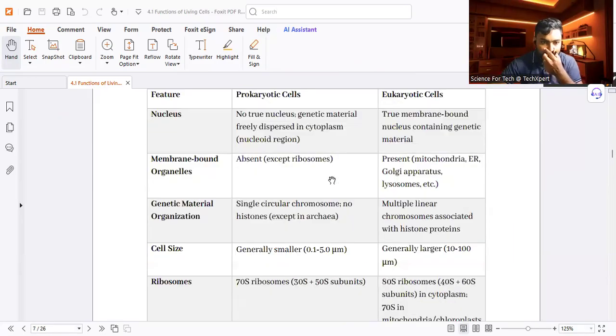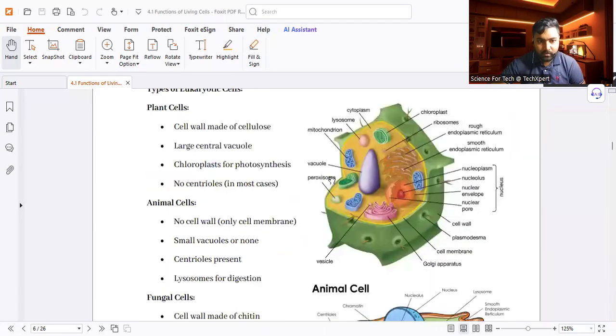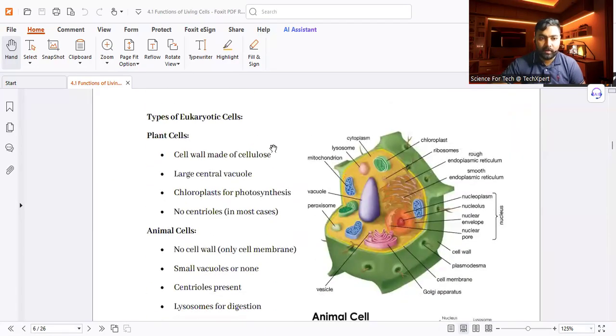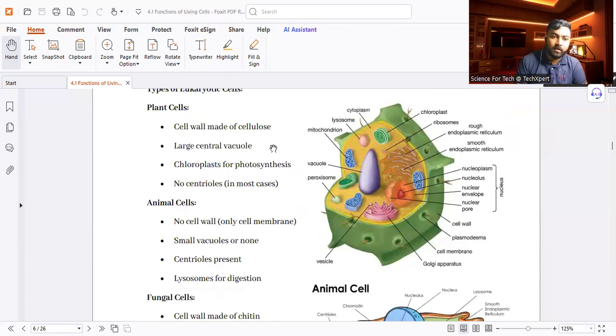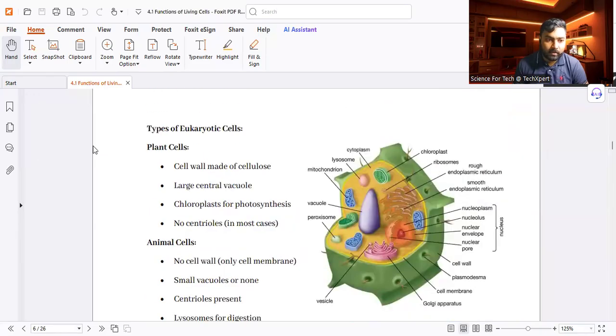Okay, let's move to the plant cell. In a plant cell, you can write that this comes under kingdom Plantae. Write it within brackets: Kingdom Plantae.